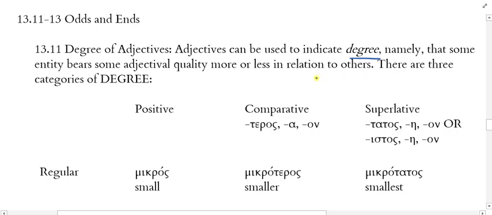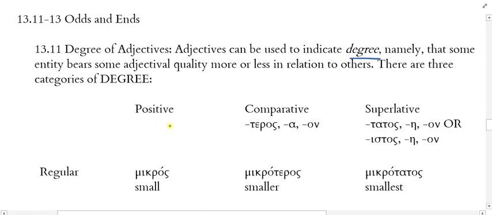So if I'm comparing two things, I could say that Johnny is happier than Billy. So Johnny and Billy are being compared with respect to the quality of happy. If I wanted to talk about Johnny just without reference to anyone else's having that quality, I would use the positive form, just happy. So happy, comparative, happier. And if I wanted to say that Johnny is happy in relation to everybody else, then I would use the superlative form, happiest. Now, these are the forms of degree: positive, comparative, and superlative. So there are three of these in English as in Greek.